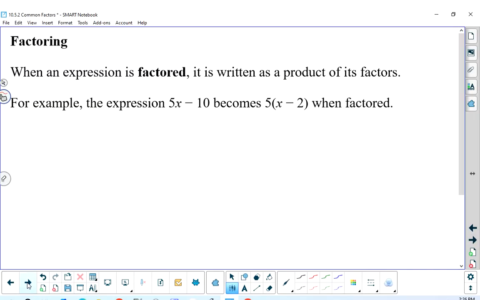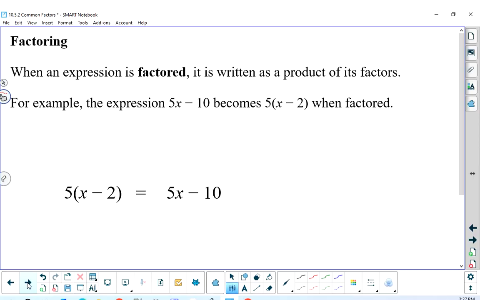All right, so now let's talk about what factoring is in general. When an expression is factored, it is written as a product of its factors. Well, that kind of makes sense. For example, the expression 5x minus 10, if I factor it, becomes 5 multiplied by x minus 2. And just take a second here and ask yourself what would happen if you multiplied 5 by x minus 2 in brackets. You'd get 5x minus 10 because of the distributive property.